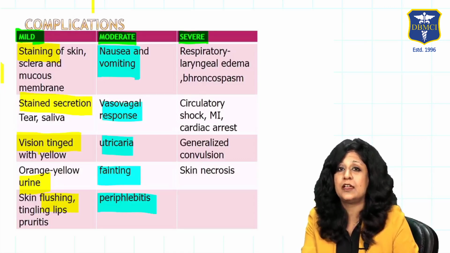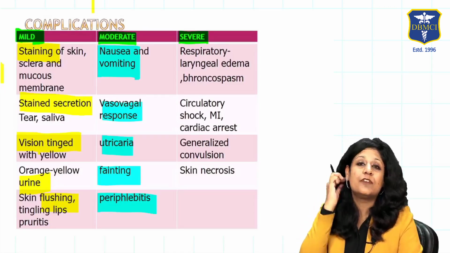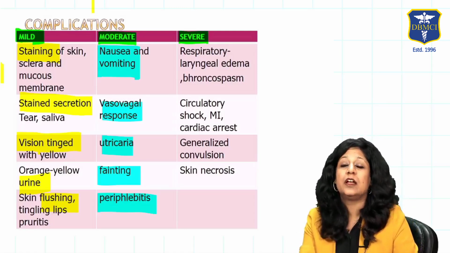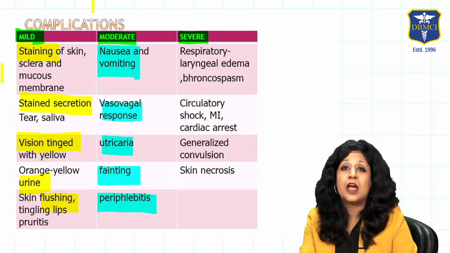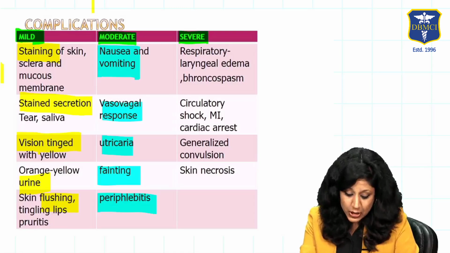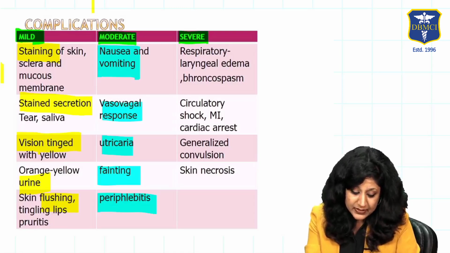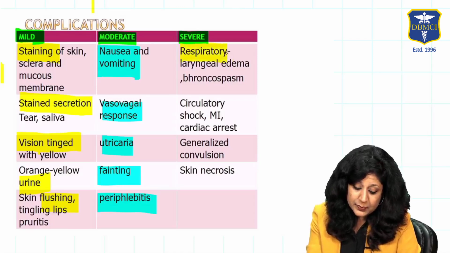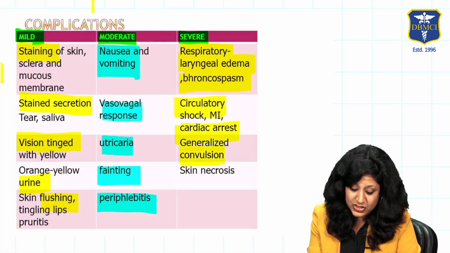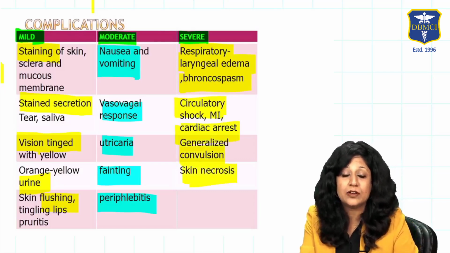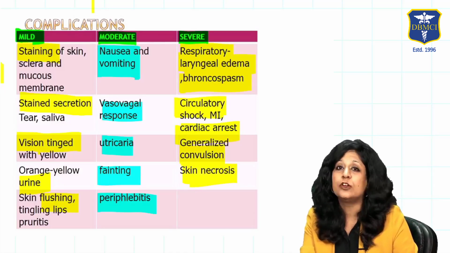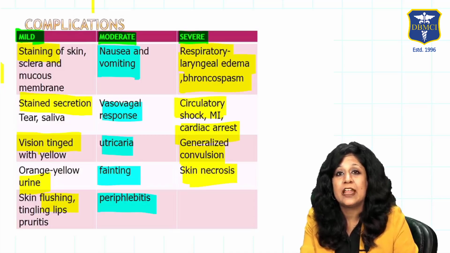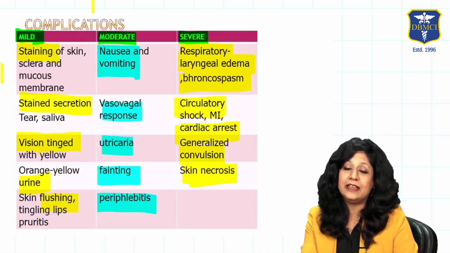When any emergency can be properly taken care of, you should always be ready with the emergency tray. The ABC should be well secured, right? You should be ready with the emergency drugs anytime, along with the informed consent from the patient. So the complications that can take place are respiratory laryngeal edema, bronchospasm, circulatory shock, cardiac arrest, convulsions, skin necrosis. Needless to say, they are very, very severe complications. Severe complications are not common, they are quite rare, but whatever percent is their possibility, that is important.